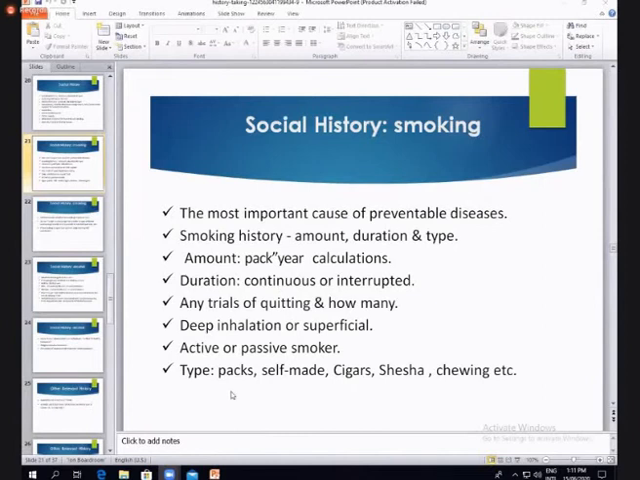So, smoking comes in different forms like vapors, e-cigarettes, cigars, packs, shisha. These are all types of smoking.